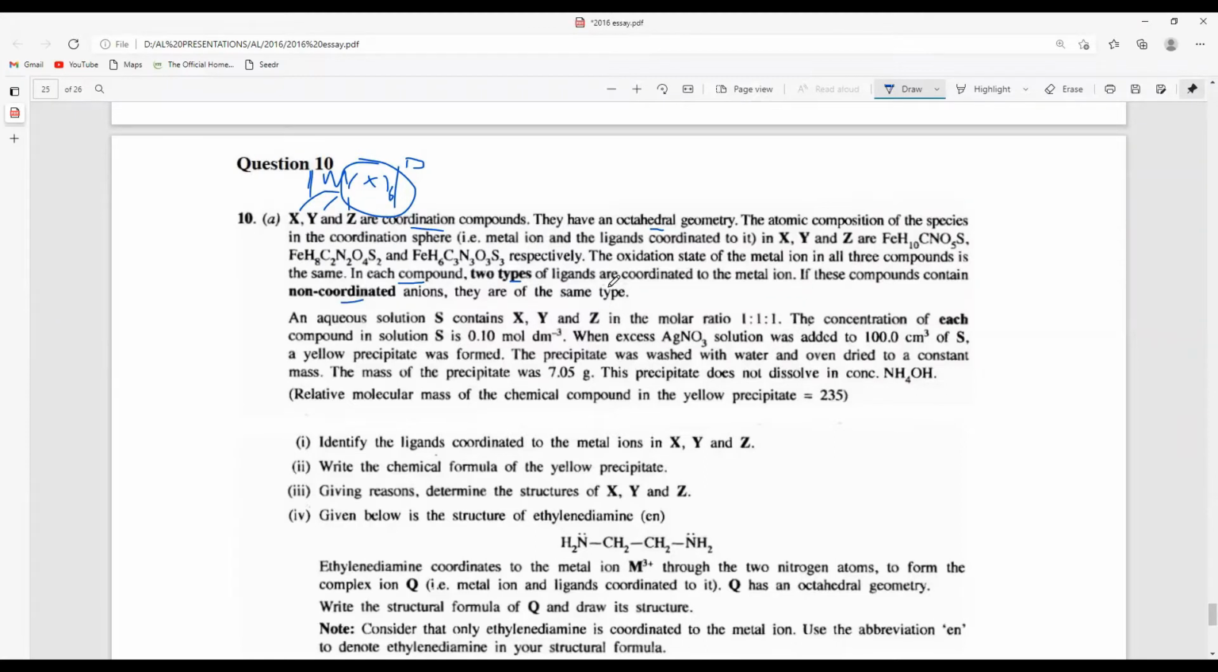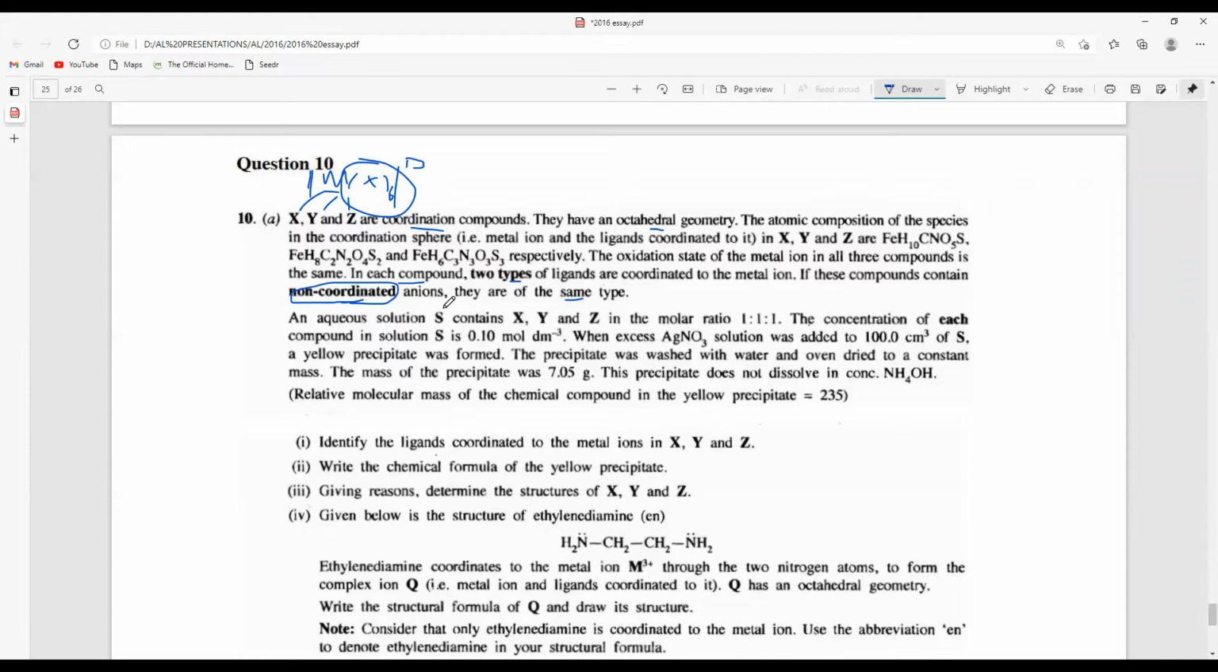So if these compounds contain non-coordinated anions, they are of the same type. Non-coordinated means they are telling us that if these have outer counter ions, these would also be of the same type. This one, not this one. These 2 types. Now we will come to the further discussion of this.